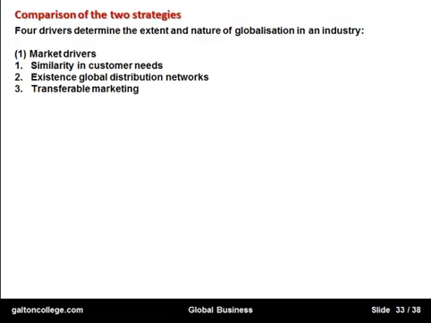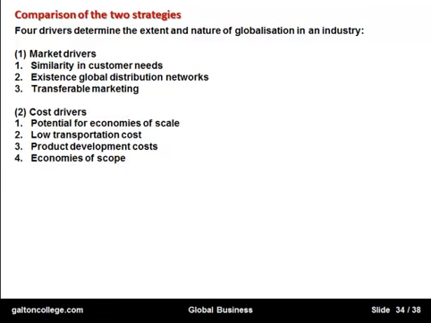Similarity in customer needs, in other words, the same products can be marketed in different countries. The customers are similar. They have good distribution networks, global distribution networks. It's easy to get the product from one place to another to meet customer requirements. And there is transferable marketing, that the marketing skills that have been built up in one centre can be transferred to another centre.